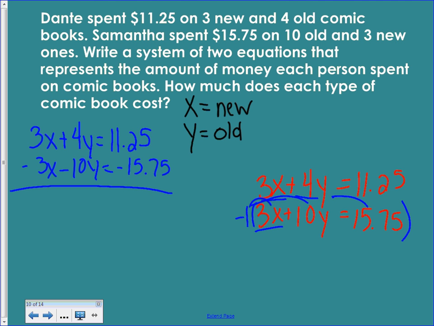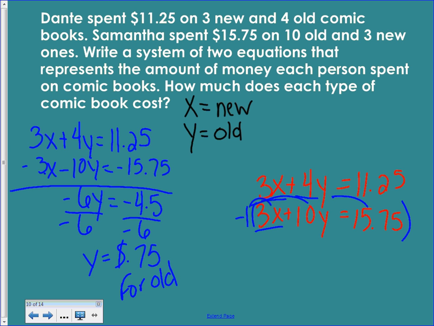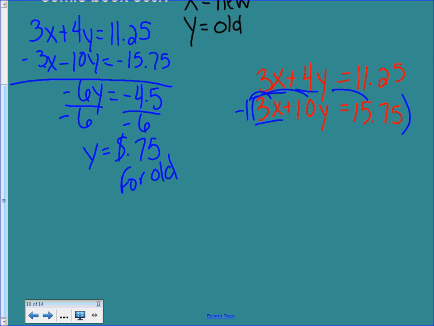When I do that, these x's cancel. 4y minus 10y is negative 6y. 11.25 minus 15.75 is negative 4.5. So then I'm going to divide both sides by negative 6. And I get y is equal to 75 cents. And I want to make sure I know that that's for old comic books. So now that I've done that, I need to plug that back in to get my x. So I plug that back in.